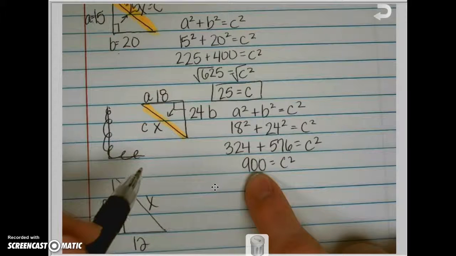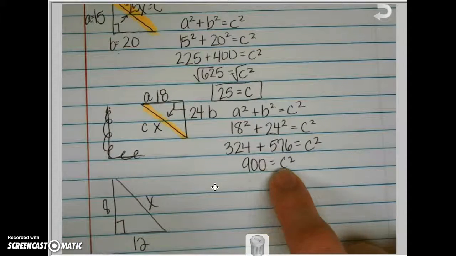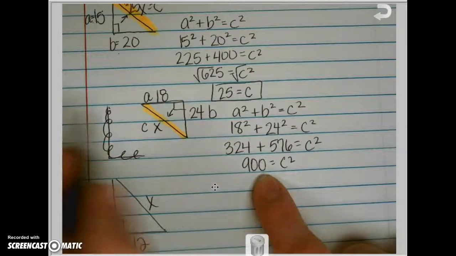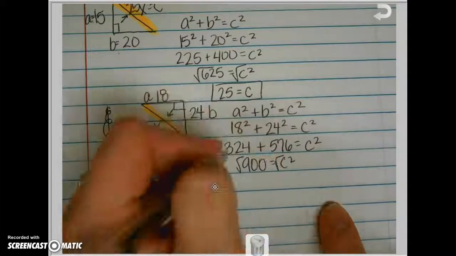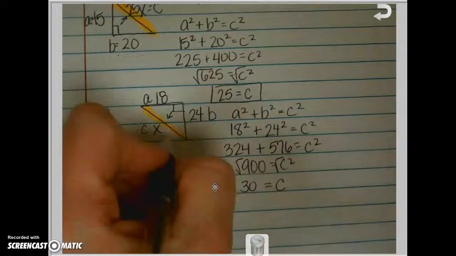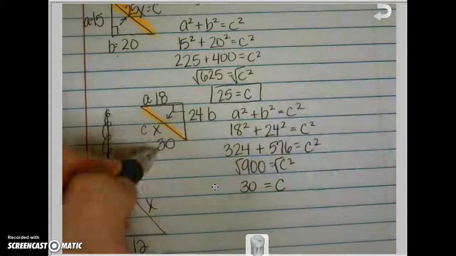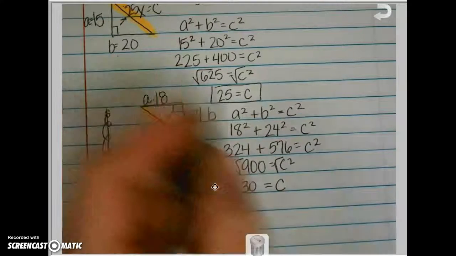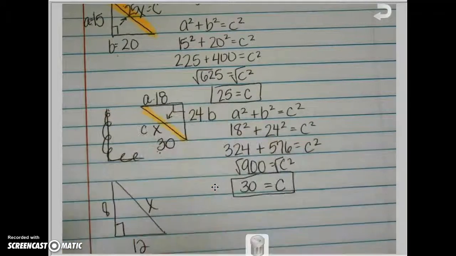So we're thinking, what number times itself gives me 900? So we're going to take the square root, and the square root of 900 would be 30. So this has to be 30. 30 is larger than 24, 30 is larger than 18. I know I did it right, and there we go.